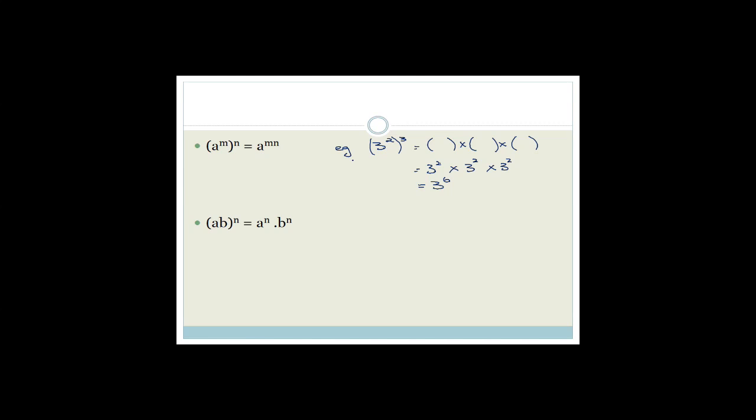So the way I remember this, and I'm being honest here, the way I remember it still after all these years of teaching, is I go, ooh, the bracket means multiply. So that becomes 3 to the power of 6. But there's your proof. Right.